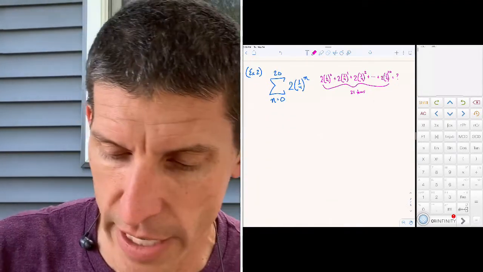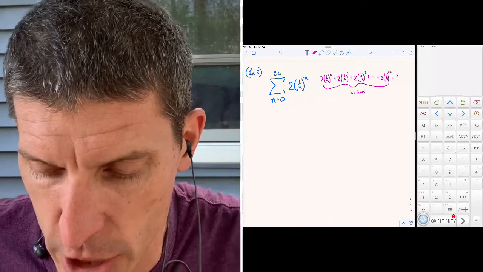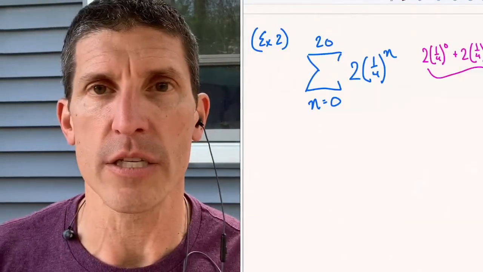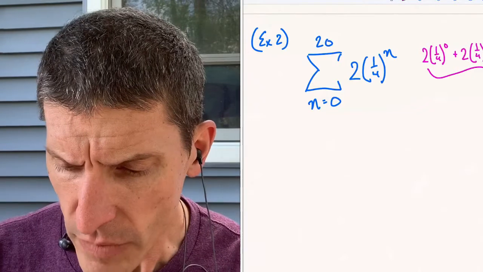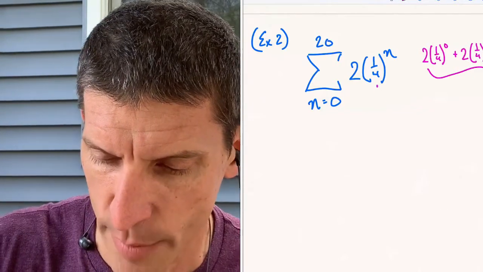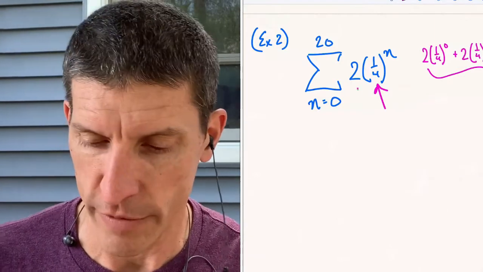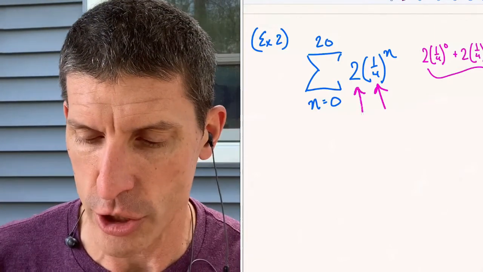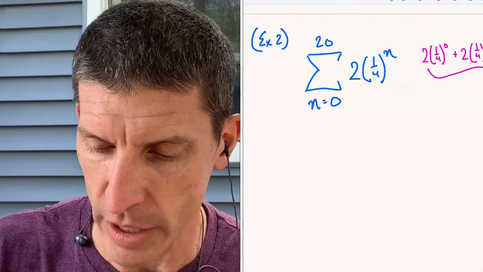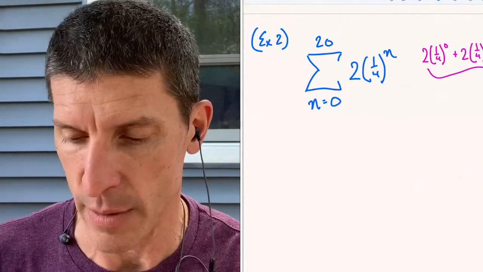Example number 2 is a sigma. It's a summation. It's a geometric sequence. I can see that because I have a common ratio. My common ratio is 1/4. So I know my r value is 1/4. I know my starting value is 2. And I know the entire formula is 2 times 1/4 to the n power.